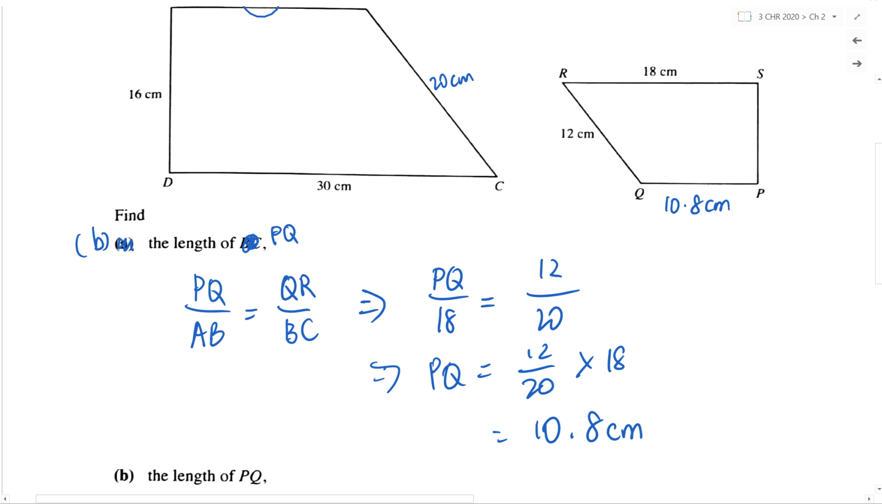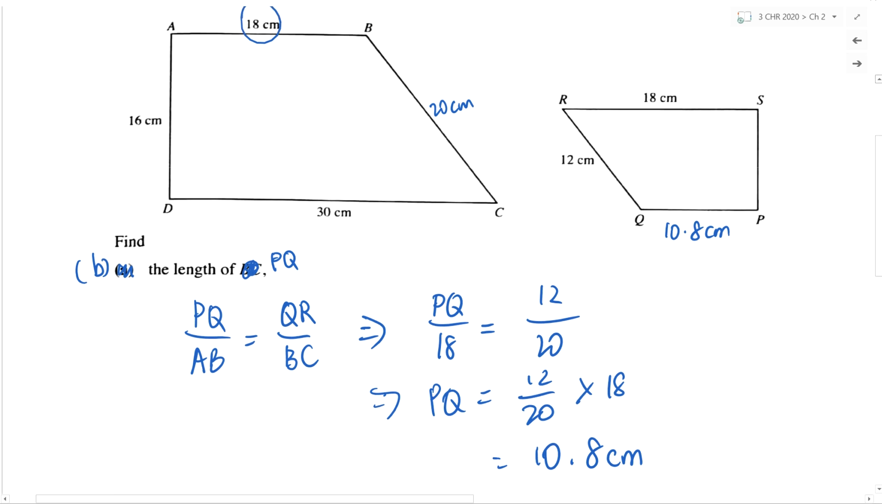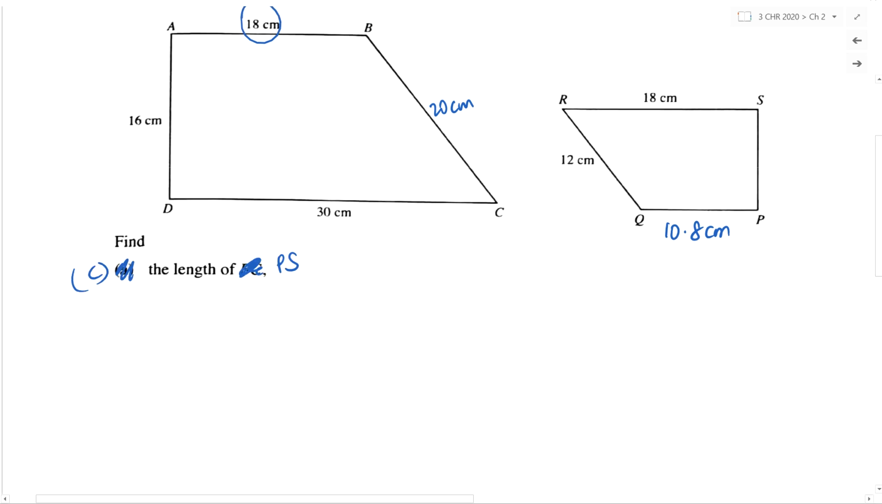And then the last one, PS. Can you try yourself? PS, using my same method. So same thing, write down the unknown, top left hand corner, and find the corresponding side, which is AD. PS over AD equals to, choose a smaller length, for example, RQ, divided by BC.